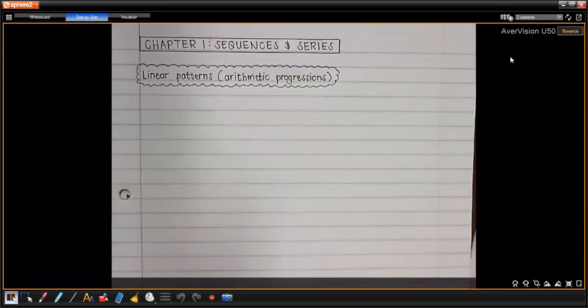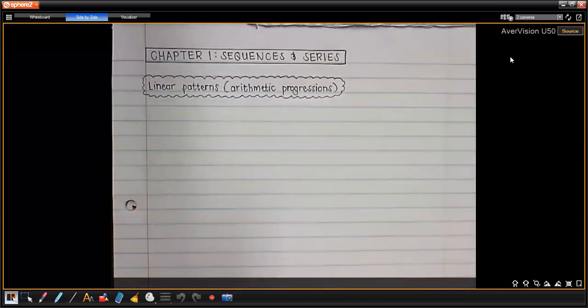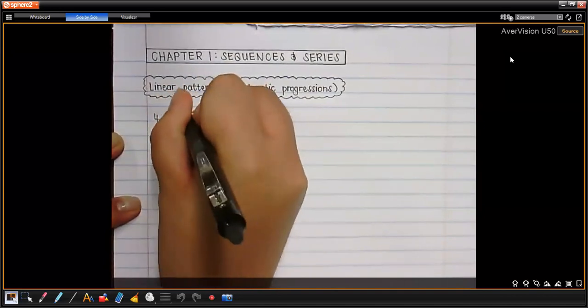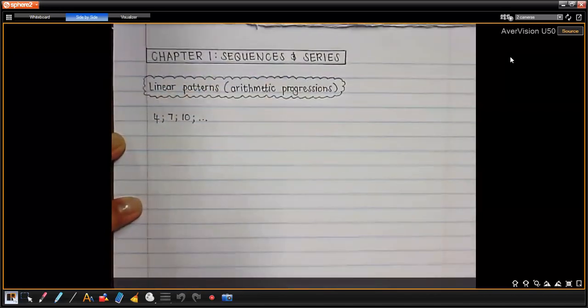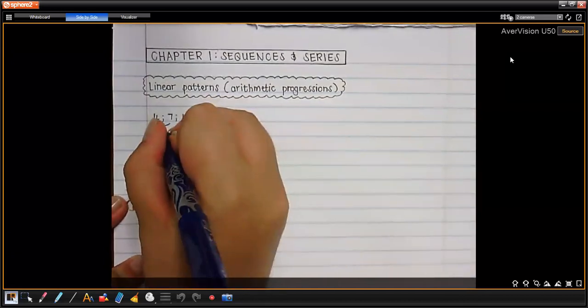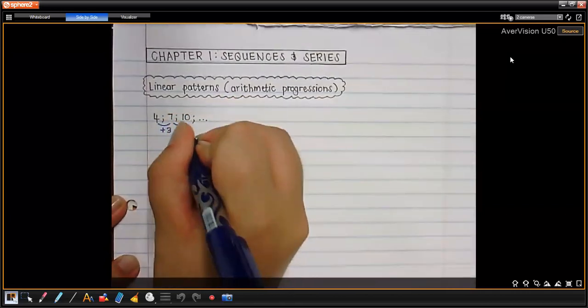For example, if we are doing 4, 7, 10, then we can see that from term 1 to term 2, from 4 to 7, we're adding 3. And then from 7 to 10, from term 2 to term 3, we are adding the same number. Remember we usually write it like this, we show that we added 3, and we are then adding 3 there as well.